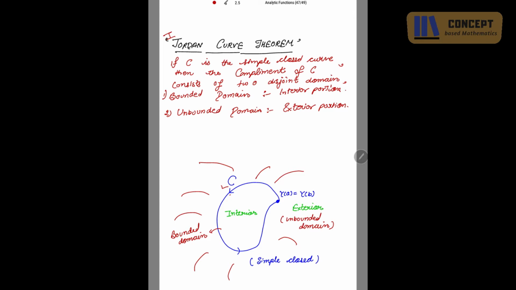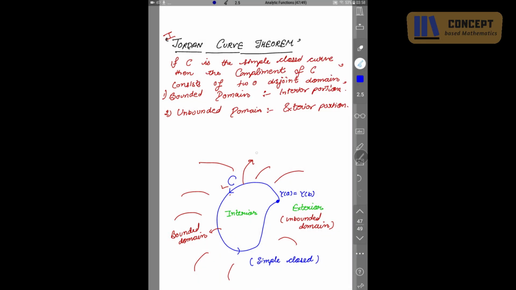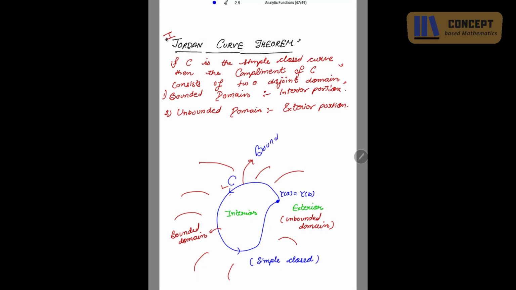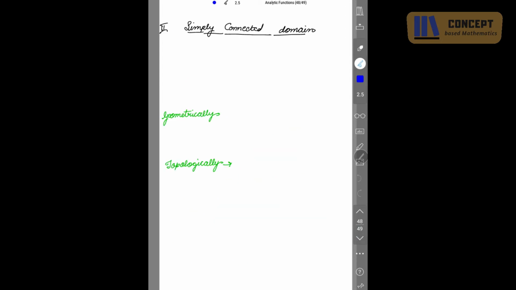So the curve C is the boundary of each domain. This C is the boundary. This C is your boundary of each domain. One domain is inside, that is your interior, and the other domain, that is the unbounded one, is the exterior. And this is your curve C, which is the boundary for these two domains that are disjoint. So this is all about the Jordan curve theorem. The next concept is about simply connected domain. That is also an interesting one.